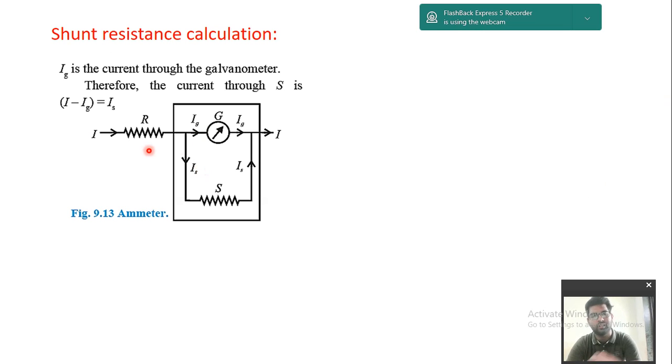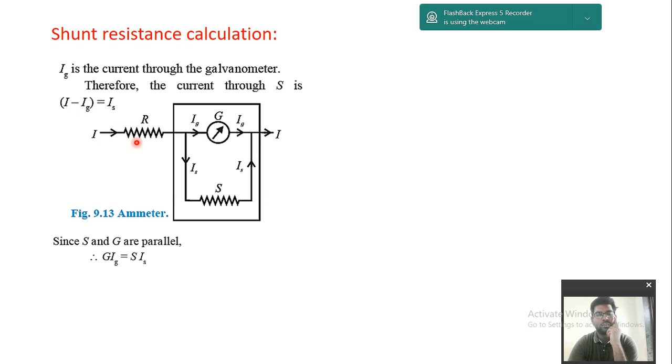Again, junction rule, or it is simply observing that I is divided between only two things, Ig and Is. So I can write Is as I minus Ig. Because I equals Ig plus Is, so Is equals I minus Ig.